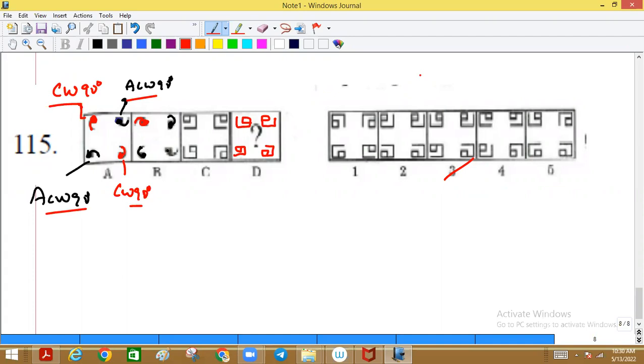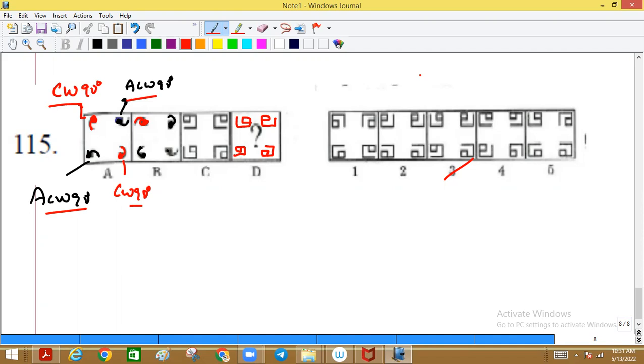Non-verbal, see this question. See the position of the three figures. One is a triangle. Try to focus on the triangle. Other one is a cross, and the other one is a square.